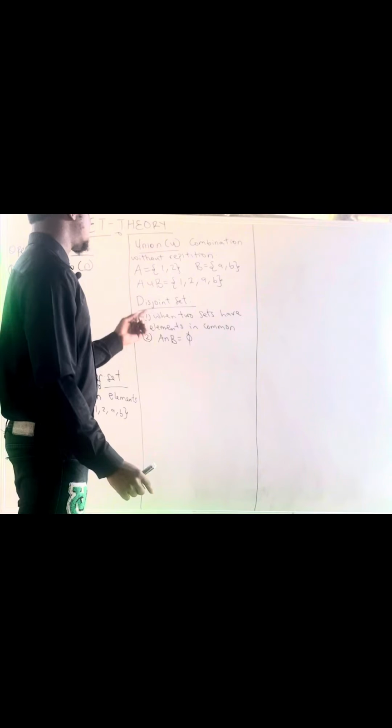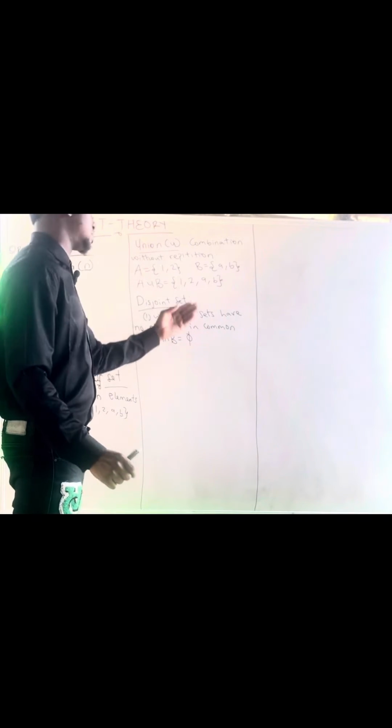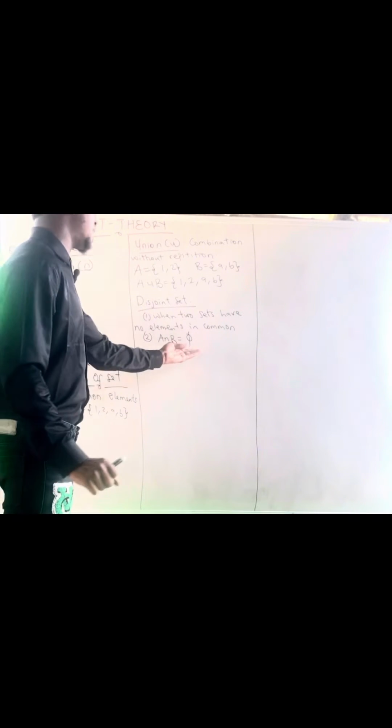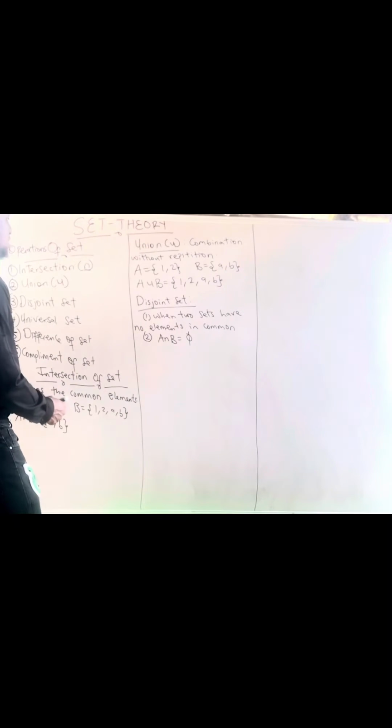The first way is that when two sets have no element in common, they are said to be disjoint. And the other way is that when the intersection between those two sets is empty, then they are also said to be disjoint. Guys, the next one is a universal set.